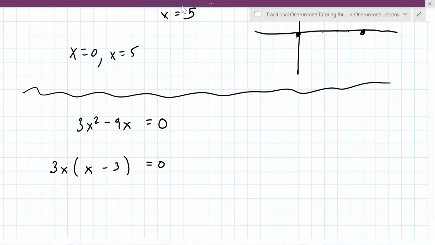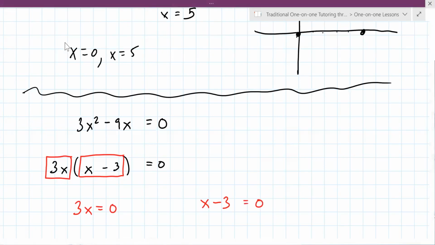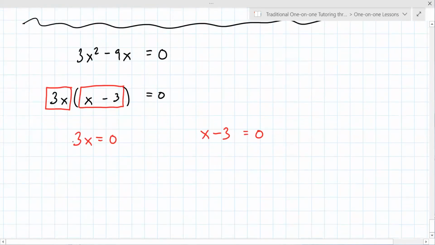And then you set, and this is very important, the factors that have an x in them equal to 0. So it's 3x equal to 0, and then it's x minus 3 equal to 0. Oh, okay, that makes sense. So you divide both sides by 3, x equals 0. And here you add 3 to both sides, and x equals 3. Then make a mark on 0, make a mark on 3.